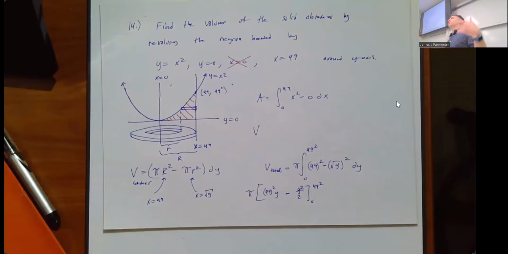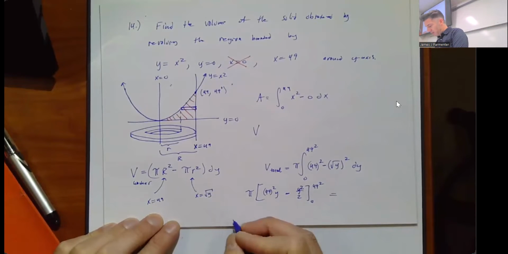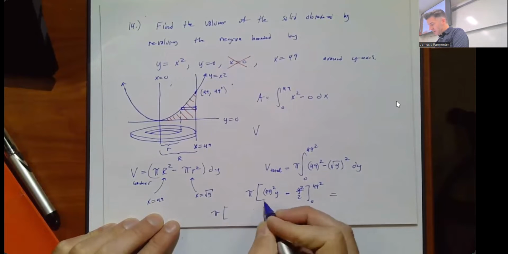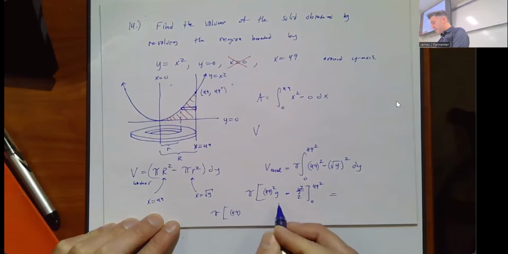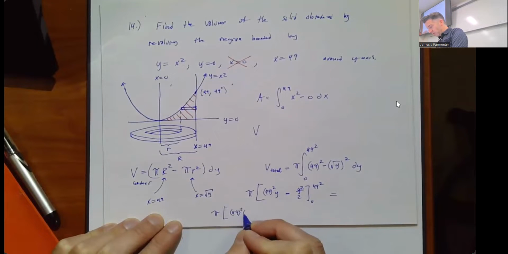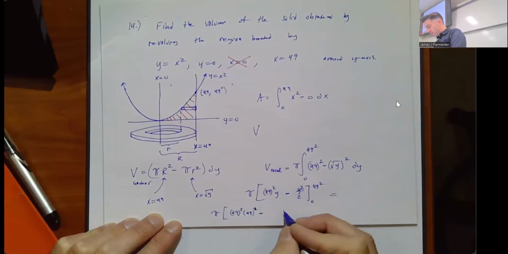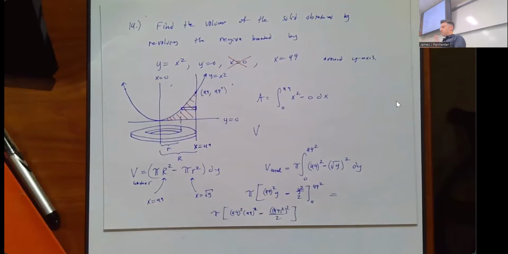Now, you could totally just jam all this into WebWork, right? You could say that my answer is going to be plug in 49 squared. You've got pi times 49 squared times 49 squared, I could write 49 to the fourth, minus 49 squared divided by 2. And then minus 0 minus 0.